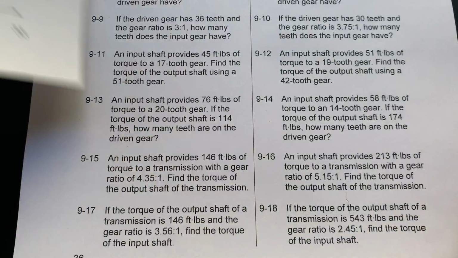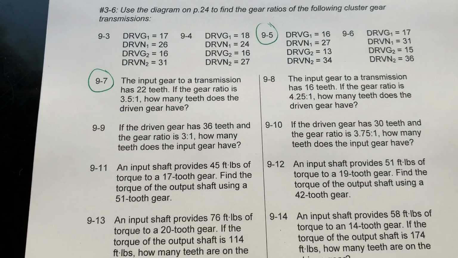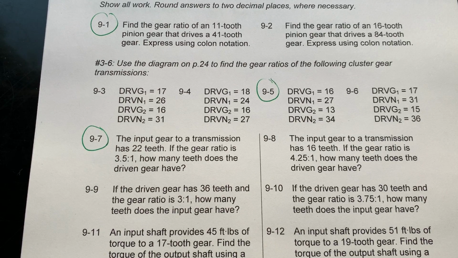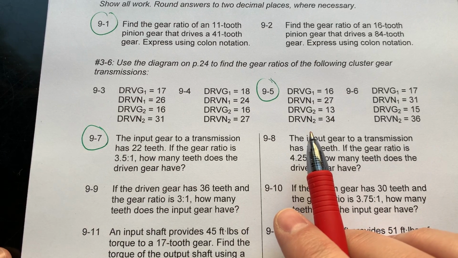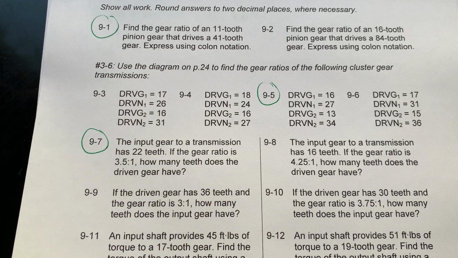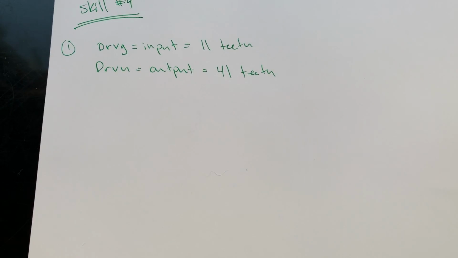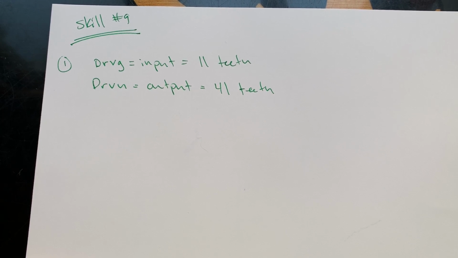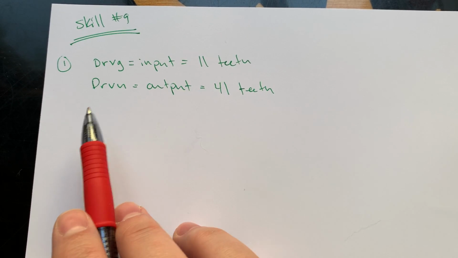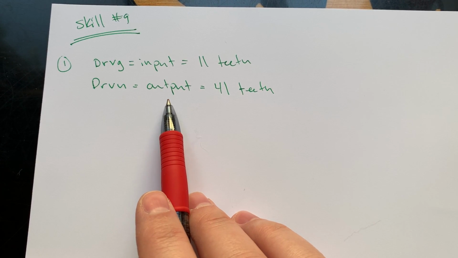I say that because I'd like to look at a couple from the exercises. I want to look at 1 and 7 first. We're also going to come back to number 5. Number 1 in the exercise is: find the gear ratio of an 11-tooth pinion gear that drives a 41-tooth gear. Express using the colon notation. It is a ratio, essentially, is all that's saying. So my information here: my driving gear, my input gear, is 11 teeth, versus my driven gear, my output gear, my gear number 2, which is 41 teeth.